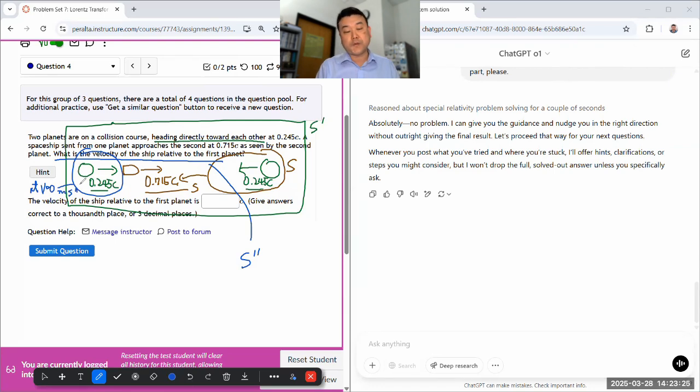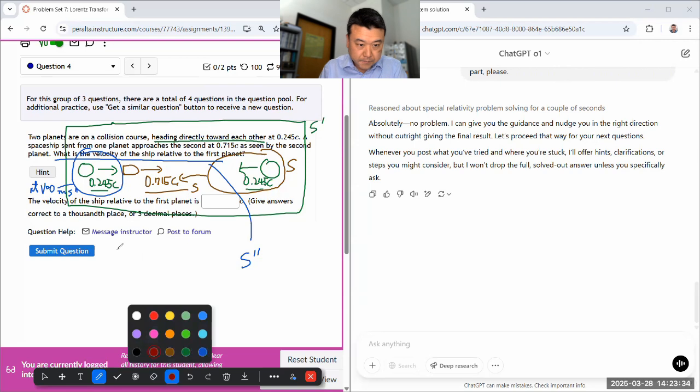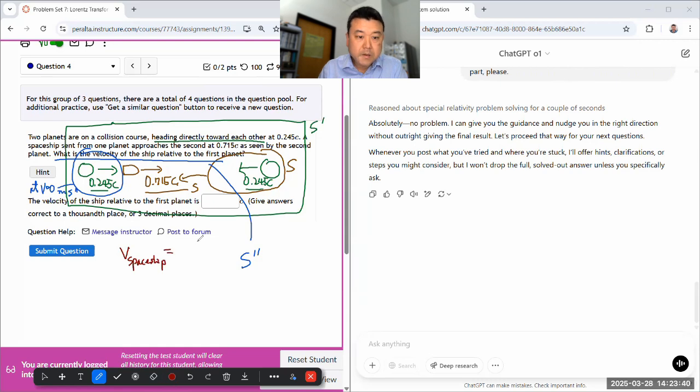So I'm going to do two velocity transformations. So I have the speed v of the spaceship, which as seen by this planet is 0.715 c.